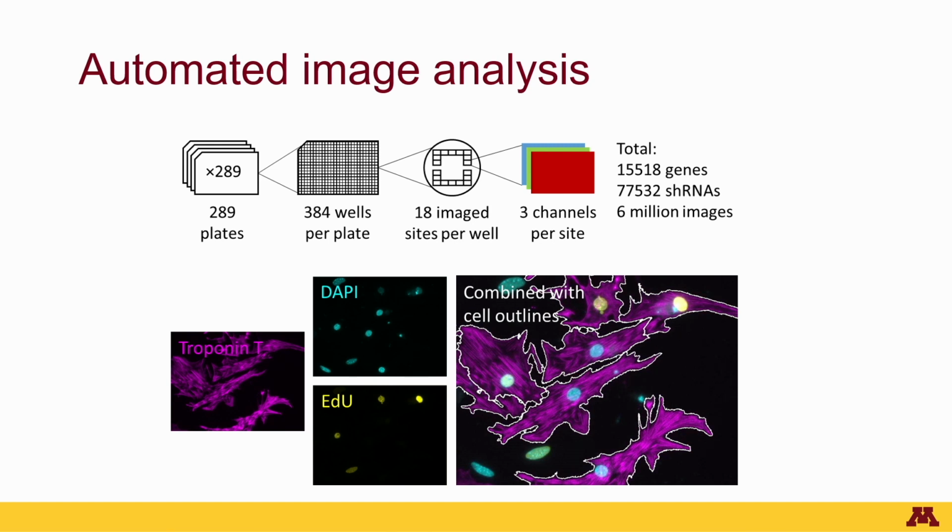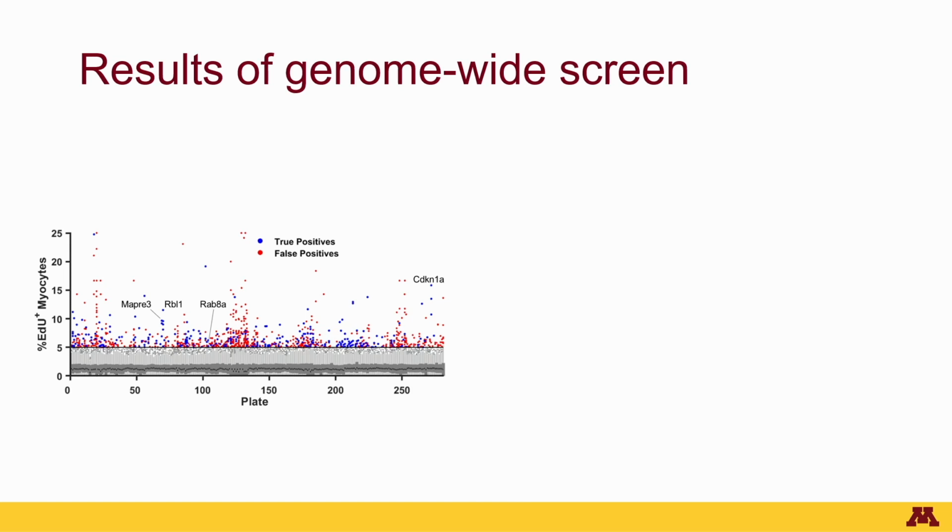And he helped us with identifying individual cardiomyocytes and then discerning whether they were EDU positive or not to score individual genes, whether they were pro-proliferative or not. When you do this at this scale in an automated manner, you get a lot of positives, and many of these turned out to be false positives due to the algorithm.